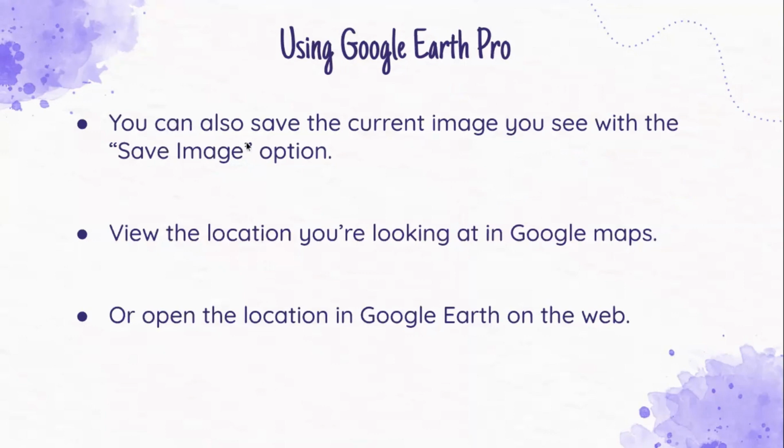You can also save the current image you see with the save image option. All these three are the last three options included at the top of your toolbar. So you can view the location you're looking at in Google Maps. You would just click on that option and it would take you directly from the specific location you're in in Google Earth Pro into Google Maps. Or you can open the location in Google Earth on the web, because the web version has different tools. It's not advanced, but there might be some tools there that are not here. So in case you wanted to check it out there, you can also do that.